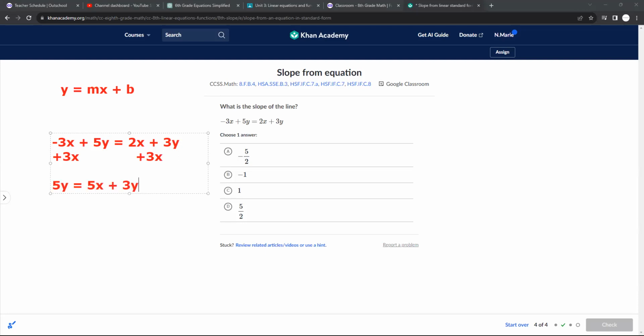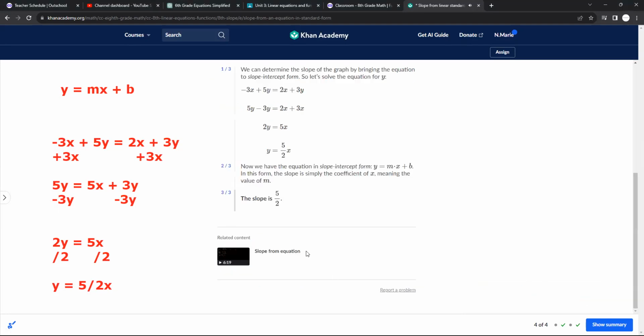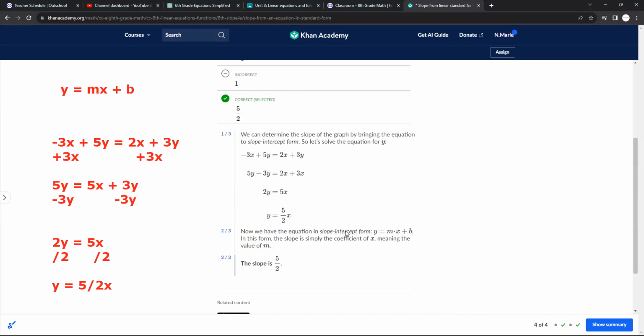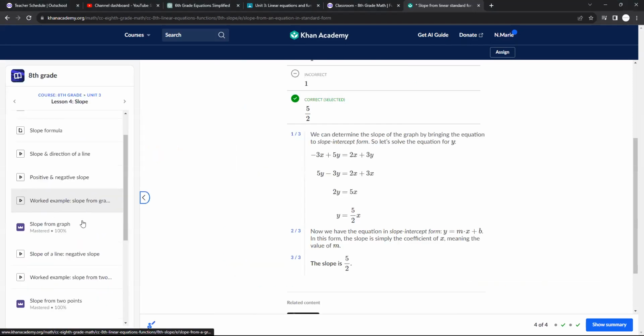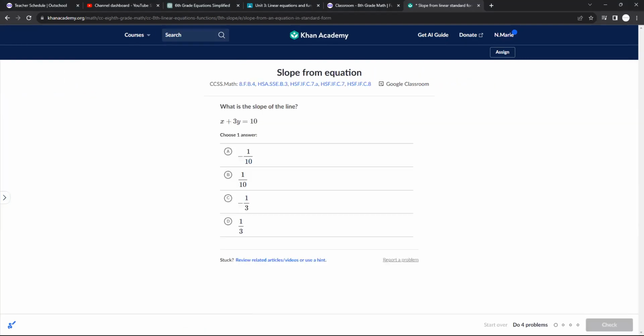And now I'm going to subtract 3y to the left because I want the y's over here and then the x. And now I'm going to divide both sides by 2 because I want to get the y by itself. So I have y equals 5 over 2x. So what's my slope? 5 over 2. I had to put it in slope-intercept form first. Same thing. If you don't know how to rearrange the equations, look at how they do it step by step. Lots of students struggle with rearranging equations. It takes practice. It takes practice and seeing what you're doing wrong.